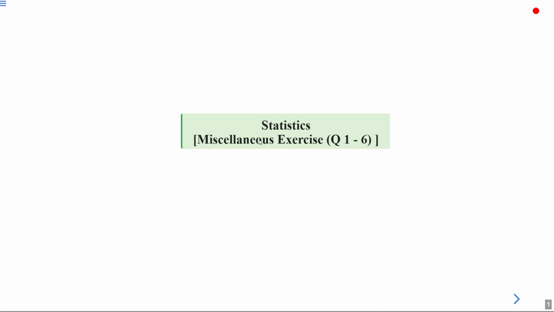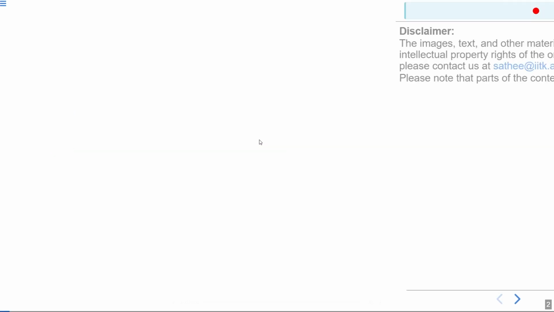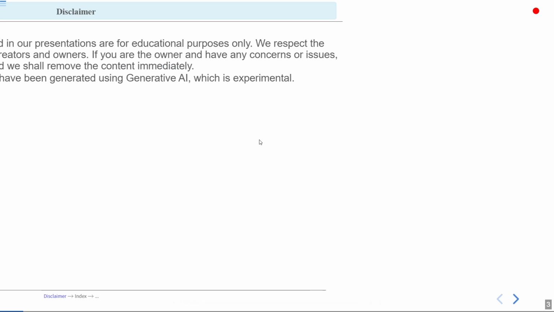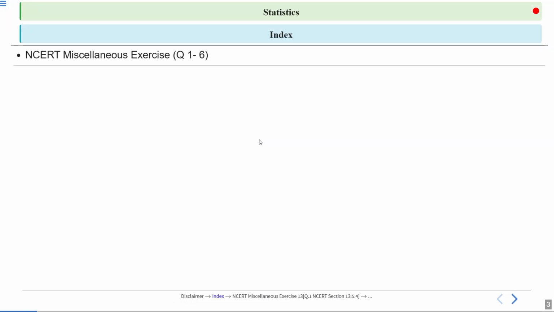In this lecture, we will cover miscellaneous exercise question number 1 to 6. So let's get started. This is disclaimer. So we will solve NCERT miscellaneous exercise question number 1 to 6.